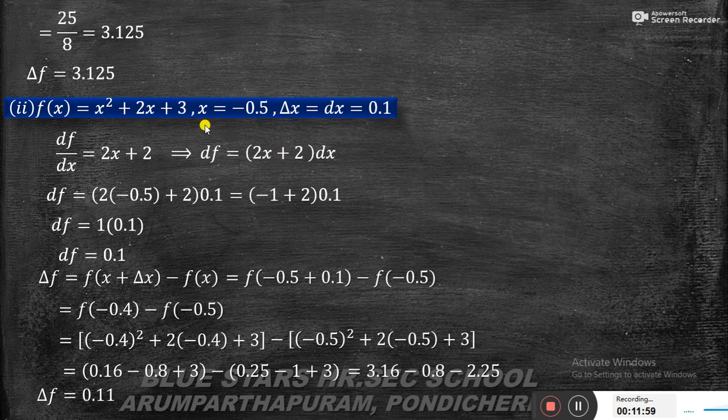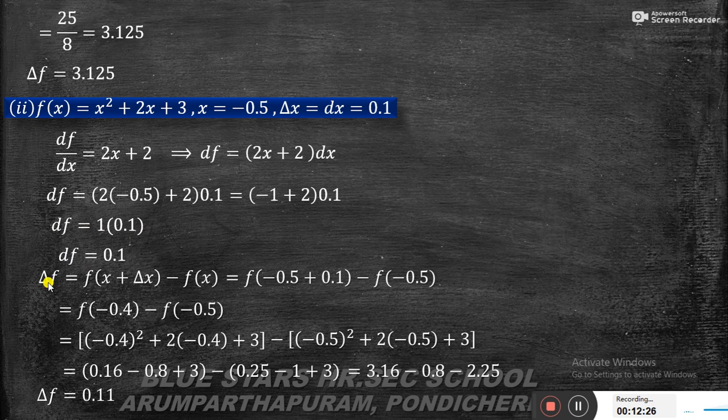So therefore now I substitute the x values here. 2 into the x value, minus 0.5, so 2 into minus 0.5 plus 2, into the dx value, 0.1. So 2 into minus 0.5 is minus 1, and the next, plus 2. Therefore df equal to, we add this, minus 1 plus 2 is 1, 1 into 0.1. Therefore df equal to 0.1.